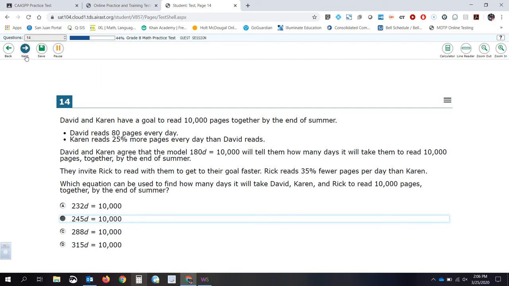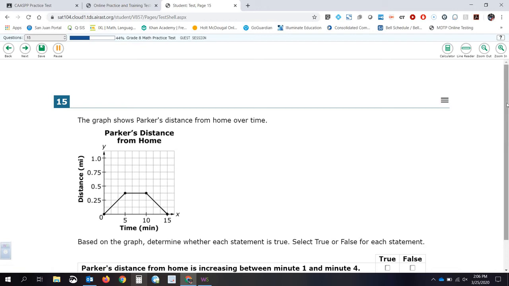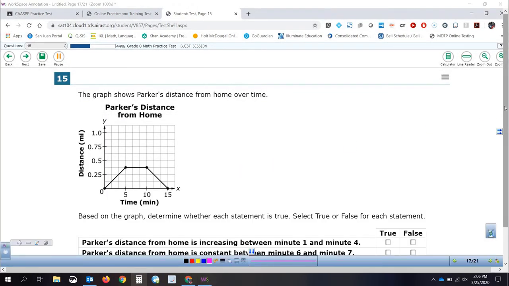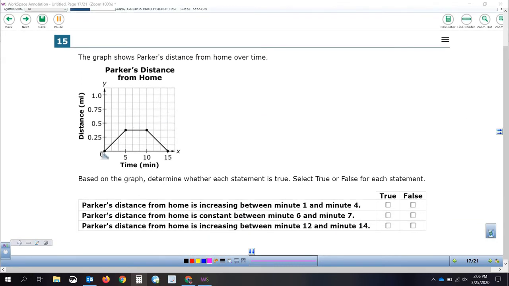All right, question number 15. Here we go, ladies and gentlemen. The graph shows Parker's distance from home over time. Based on the graph, determine whether each statement is true. Select true or false for each statement. Okay, so let's take a look here at this graph and let's interpret this graph.